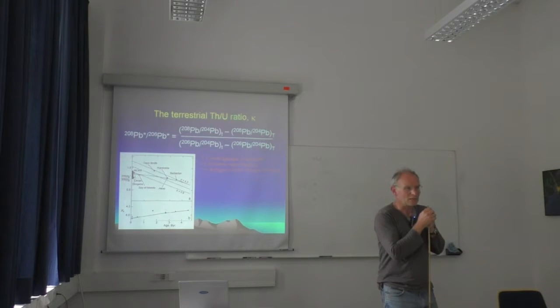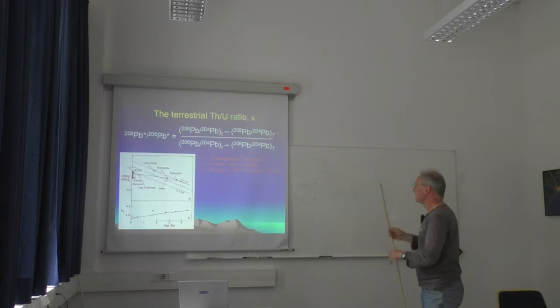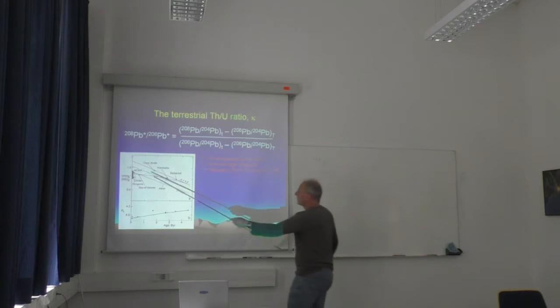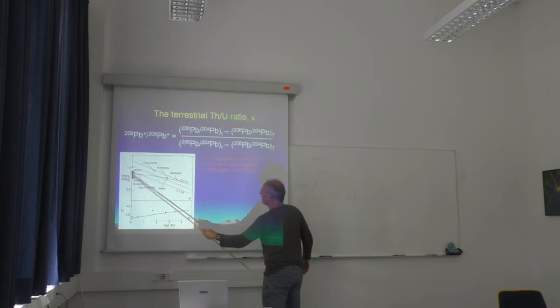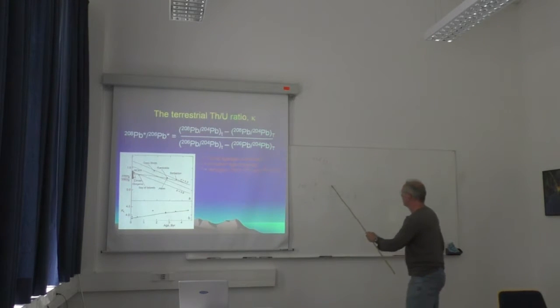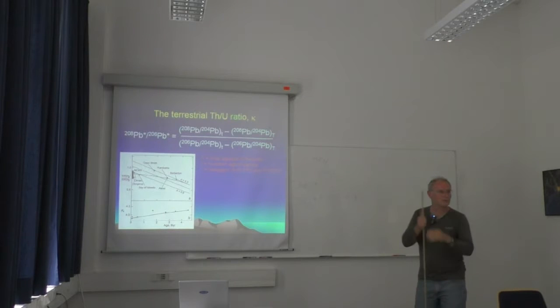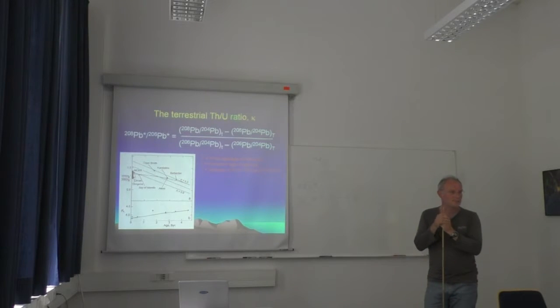This ratio, this kappa, again, is measured by 208, 206 lead, and from the kappa we can calculate the thorium-uranium ratio.